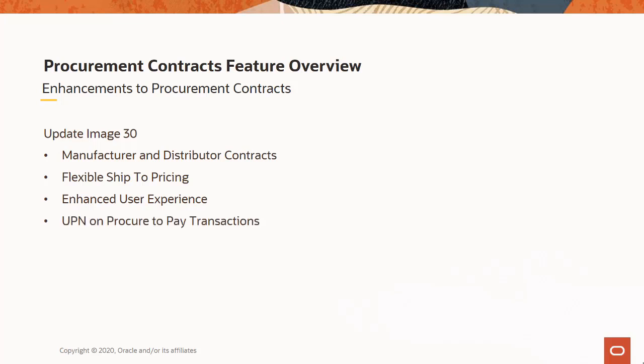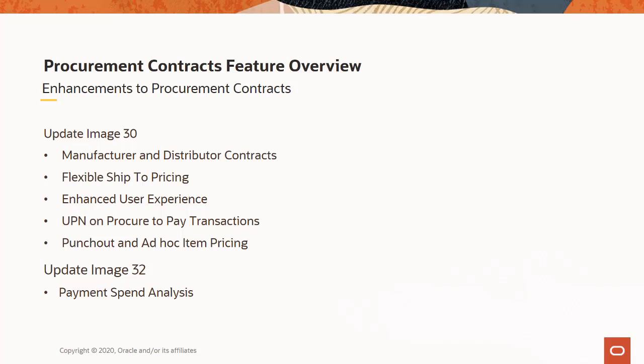Items that contain UPN Information or GTIN are now stored on all procure-to-pay transactions. You can establish item pricing for Punchout suppliers and configure your system to use the contract price, the Punchout price, or the Punchout price when it's lower. A discrepancy report is available that provides an audit of differences. In Update Image 32, you can track and analyze paid and expensed spend amounts, including contract versus non-contract spend amounts, along with several other facets. Let's discuss each feature in a little more detail.